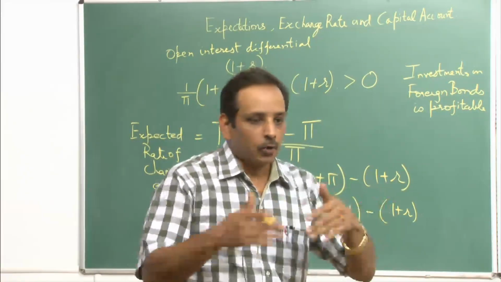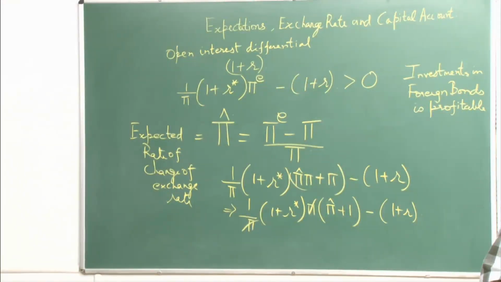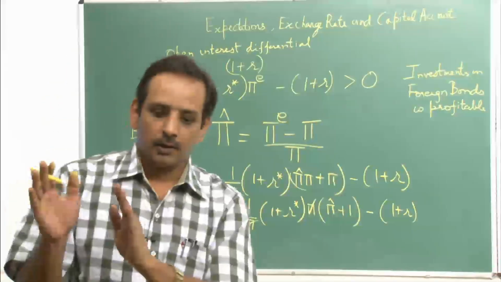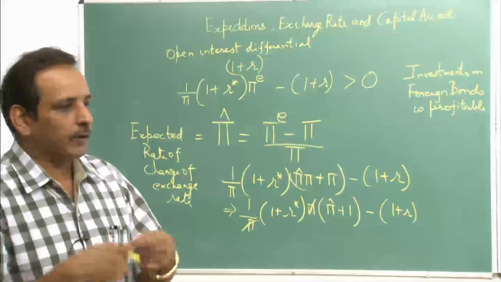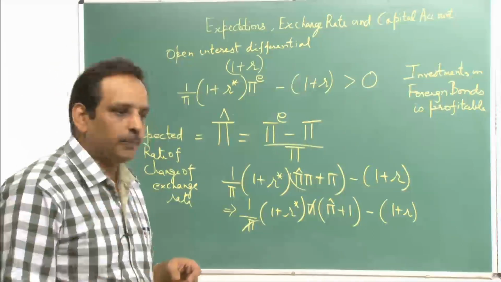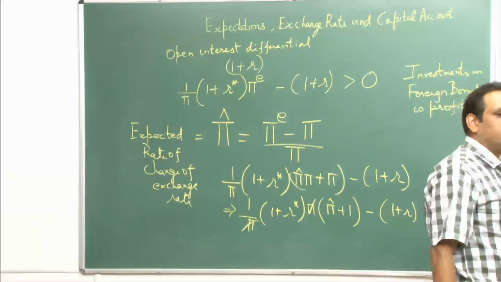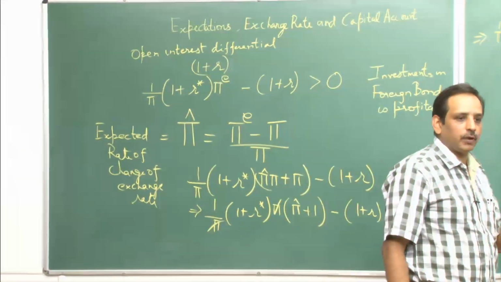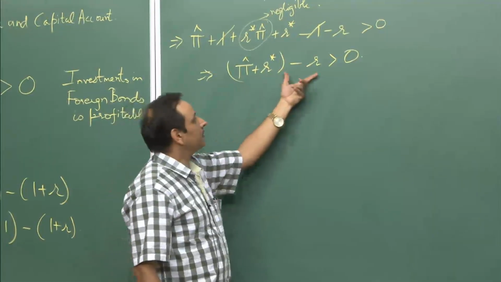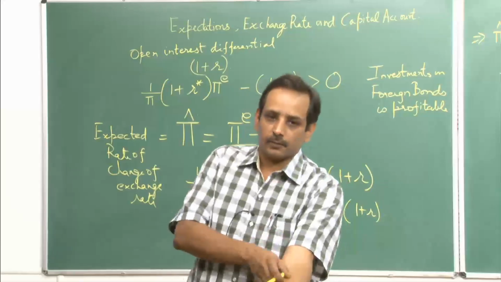So, we are going beyond the Mundell-Fleming framework, where we said capital flow is a function of the differential interest rates. Here you can have a situation where the foreign interest rates are lower than the domestic interest rates, but it is still profitable to invest in the foreign country, because you expect the foreign currency to appreciate or the domestic currency to depreciate. So, the returns are pi hat plus r star minus r, which is greater than 0. So, the investments become profitable.